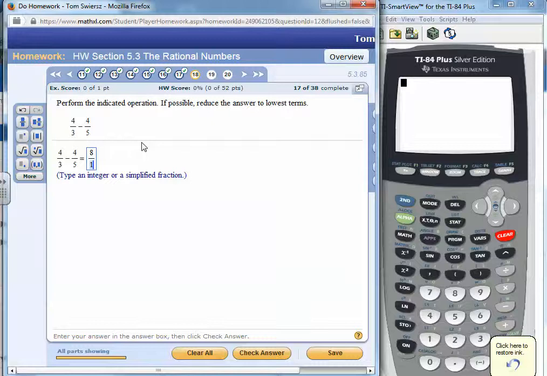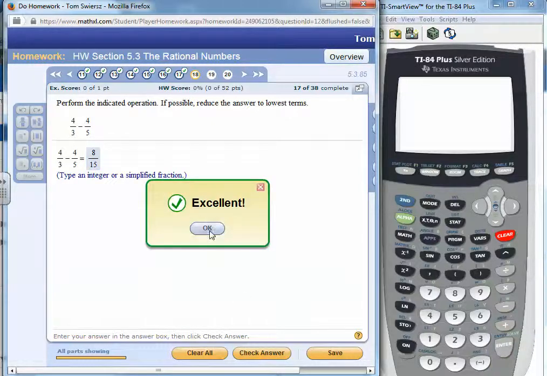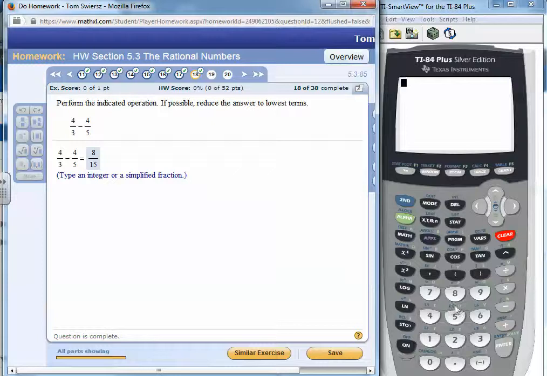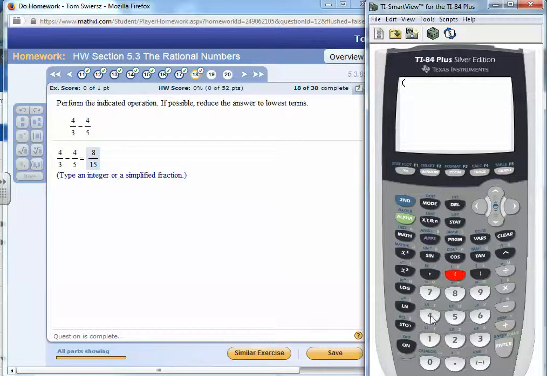You can type 8/15 to input your fraction into MyMathLab to save you a few seconds. On the calculator, again, 4/3 is 4 divided by 3 in parentheses. This time we're subtracting. 4/5 can be done with 4 divided by 5 in parentheses. Enter. There's our answer in decimal form, so math, and then hit enter a first time and a second time, and there's our correct answer, 8/15.